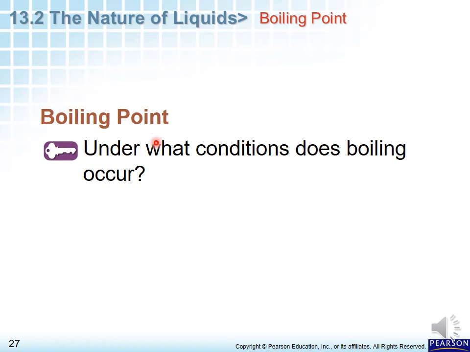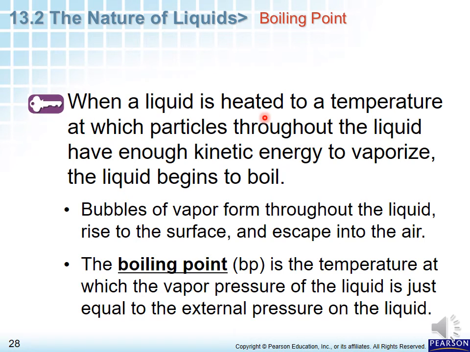Let's talk about the boiling point. Under what conditions does boiling occur? When a liquid is heated to a temperature at which particles throughout the liquid have enough kinetic energy to vaporize, the liquid begins to boil. Bubbles of vapor form throughout the liquid, rise to the surface and escape into the air. This is called boiling, basically.